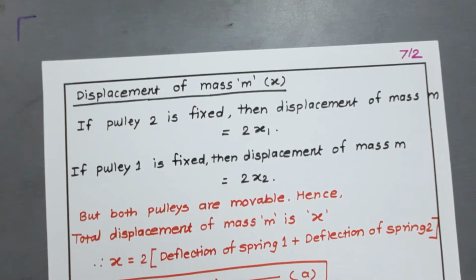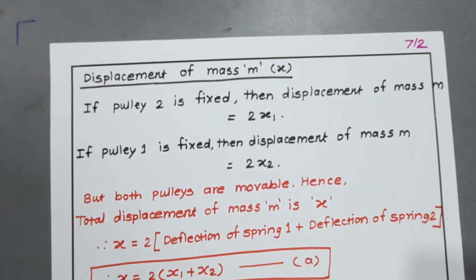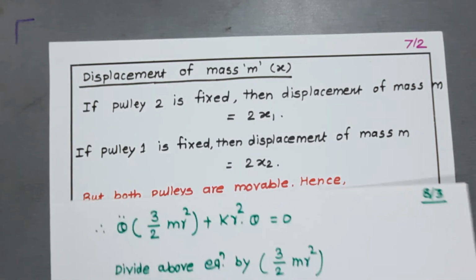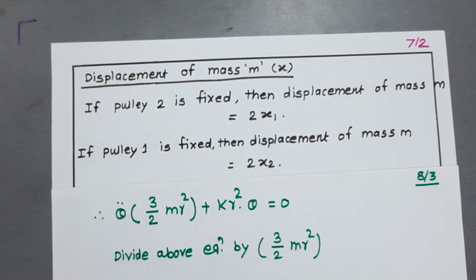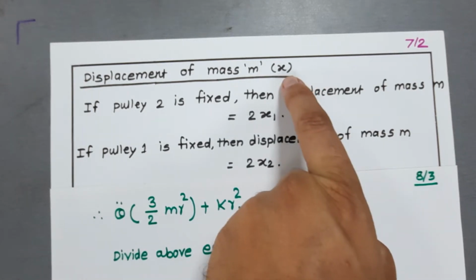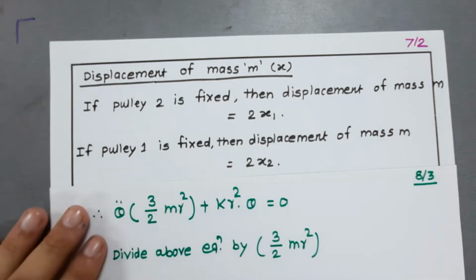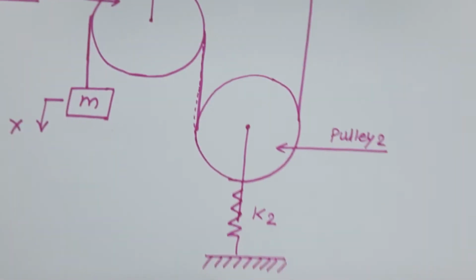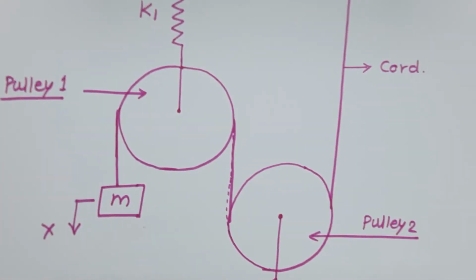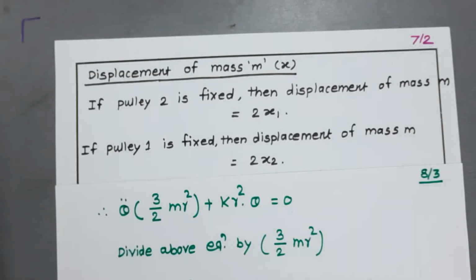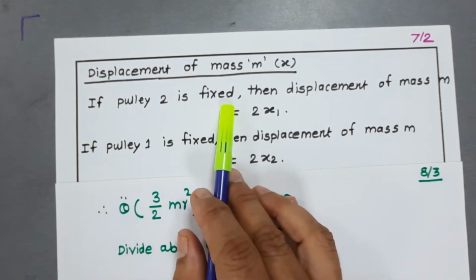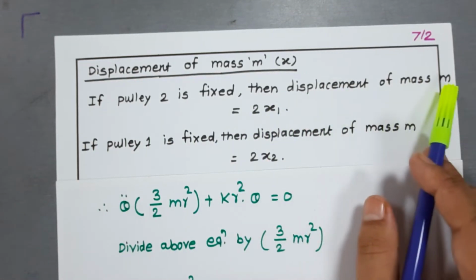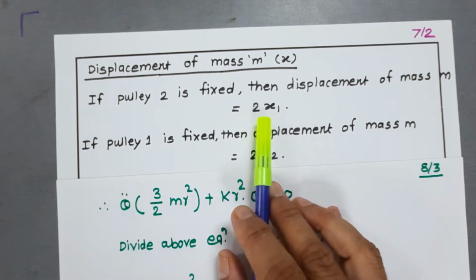Now dear friends, we have to solve this numerical by taking the displacement of mass M, that is X, which we will discuss first. The displacement of mass M is given by the term X. Now here dear friends, observe. Here there are two pulleys, pulley 1 and pulley 2. Hence, if pulley 2 is fixed, then the displacement of mass M is given by 2 into X1.